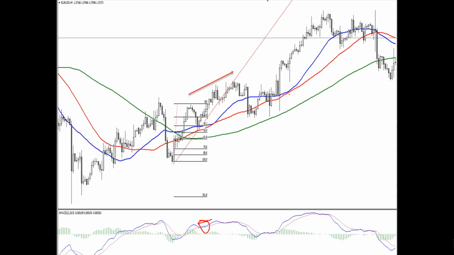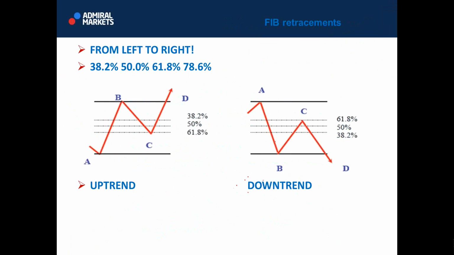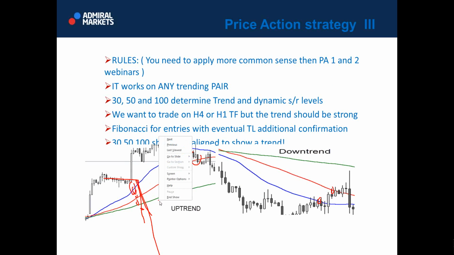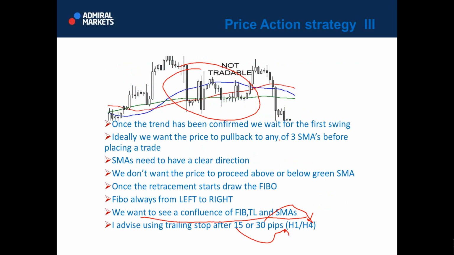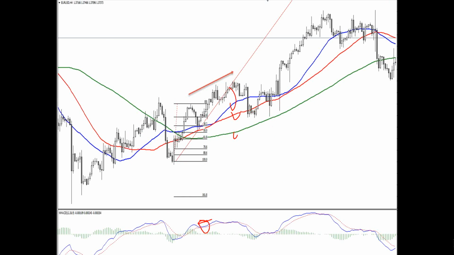But for primary recognition of the trend and confirmation, these three SMAs are used. So you only take trades when there is an uptrend like this or there is a downtrend like this. So pay attention. This is your primary trend spotting indicator, SMA.